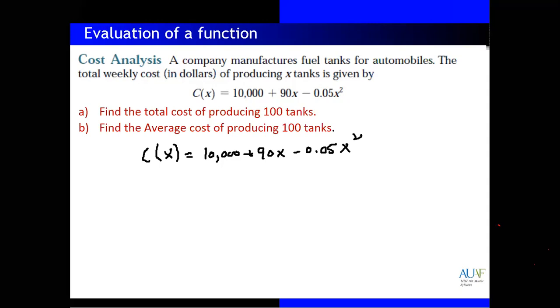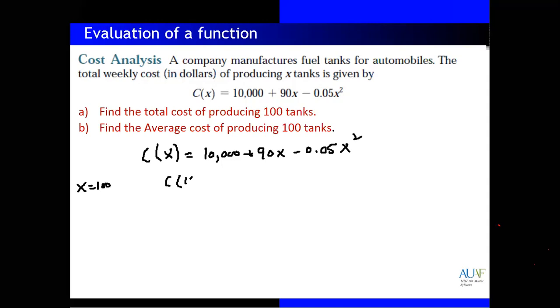So part A: find the total cost of producing 100 tanks. So x is equal to 100. We need to find the cost of 100 tanks. So replace x with 100.